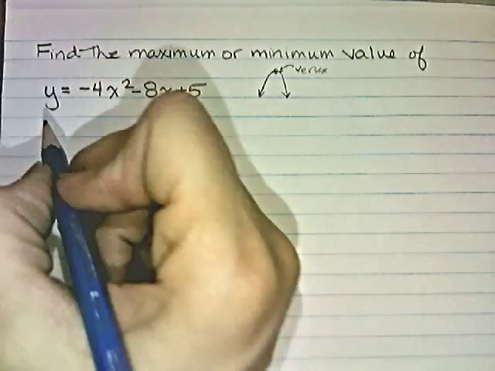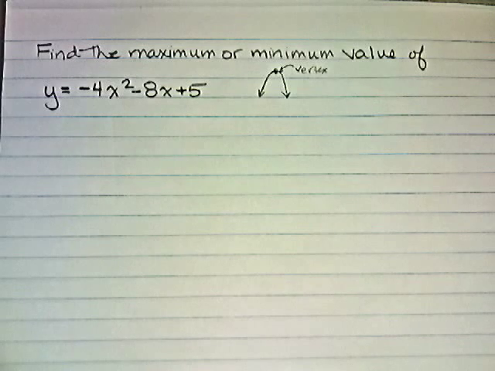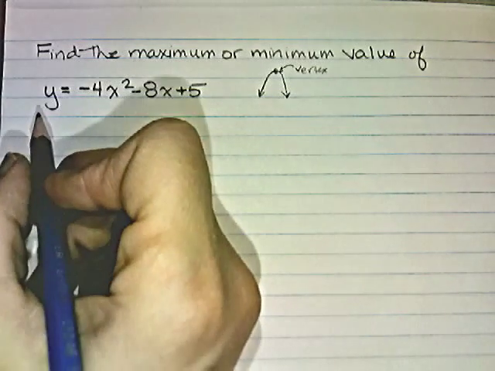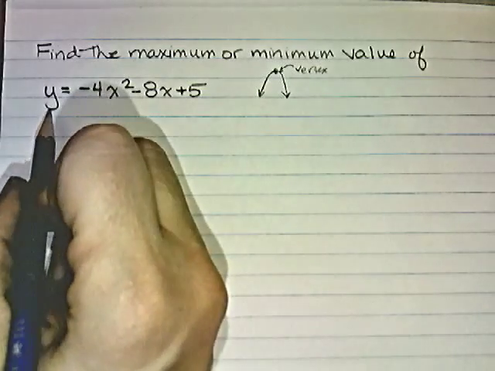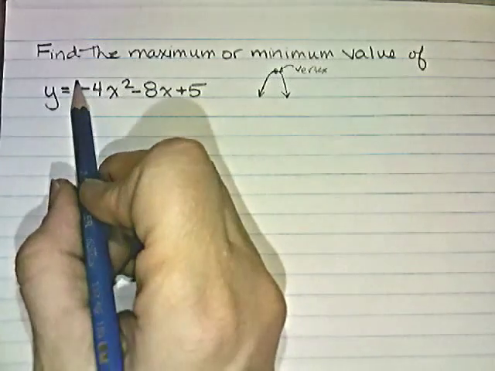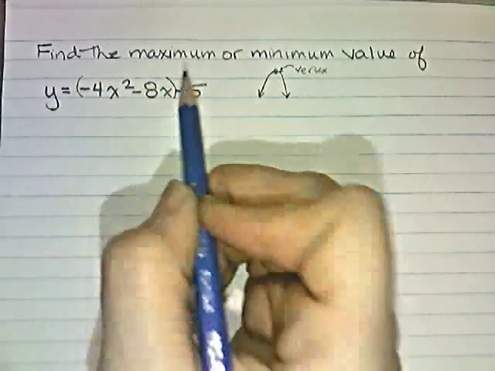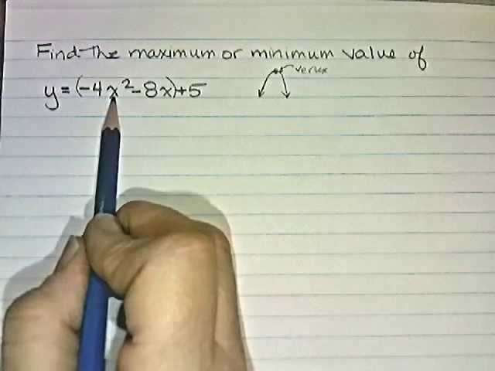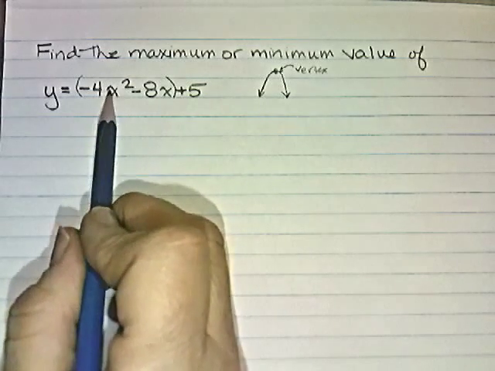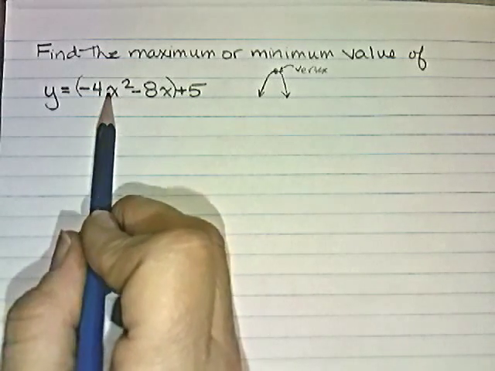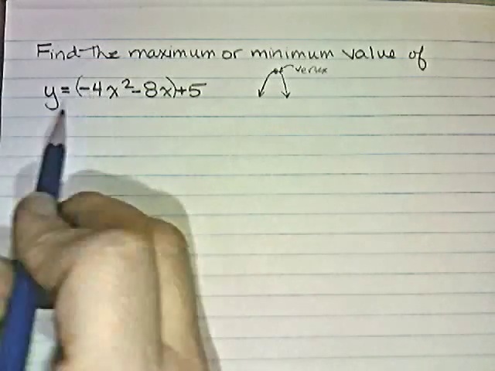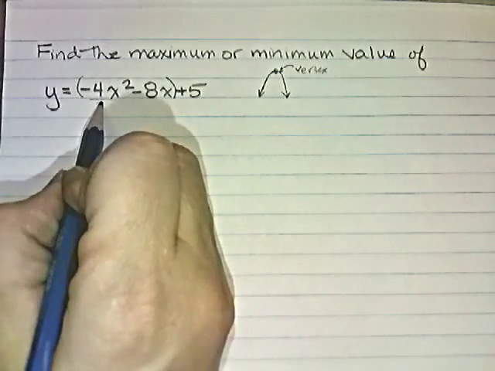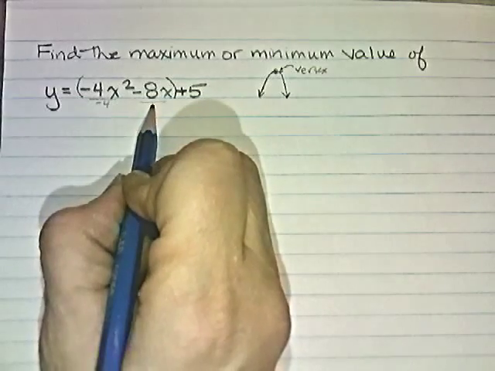I'm going to pull this apart into many steps. When you get good at this, you can skip some of these steps or do more than one step in a line, but for now I'll do one step per line. So the very first thing we do is we take a look at the first two terms. In order to turn this into vertex form, I want an x squared term that has no coefficient with it. So I'm going to factor this -4 out of each of these terms.